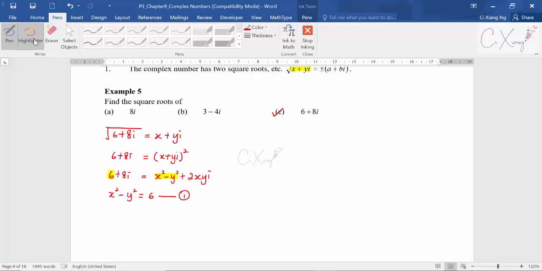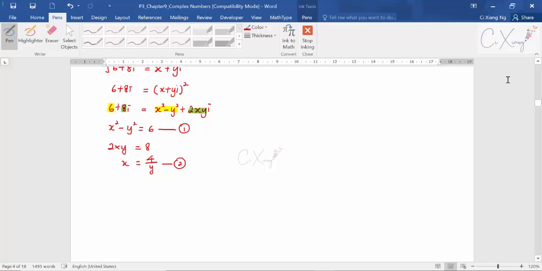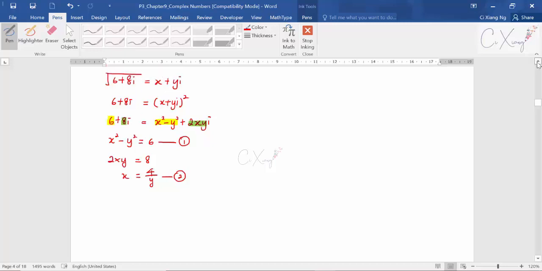How do you get the second equation to find the values of x and y? For the second equation, you compare the imaginary part with the imaginary part. From here, you get another equation, which is 2xy equals 8. If you simplify it further, you have x equals 4 over y. This is my second equation. I think from here you should know already: if you want to get the values of x and y, it is very easy. You just need to solve the equations simultaneously.